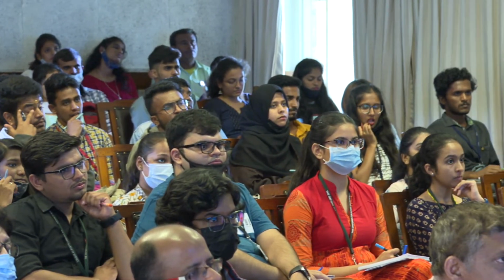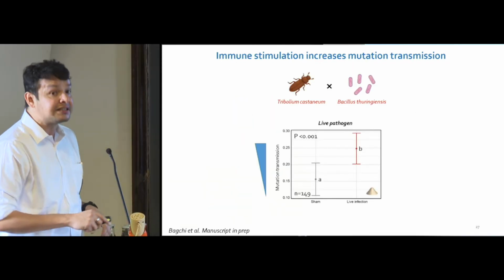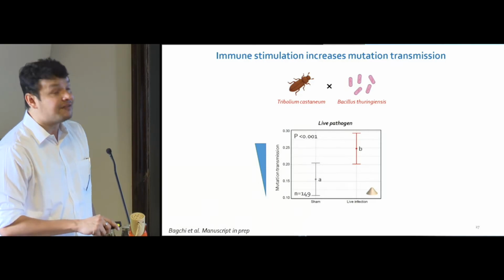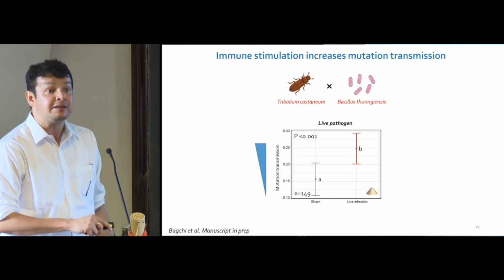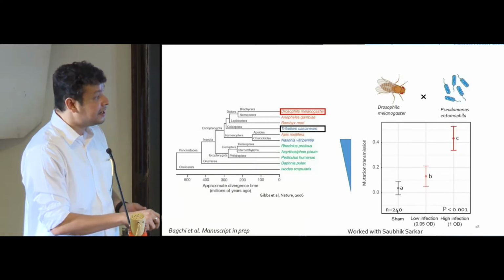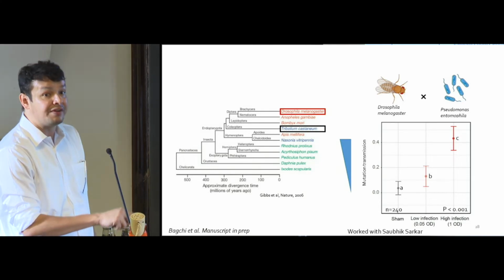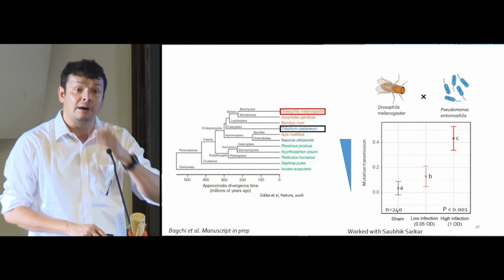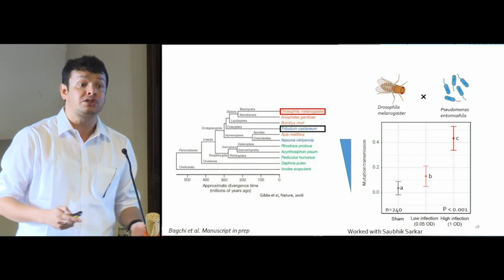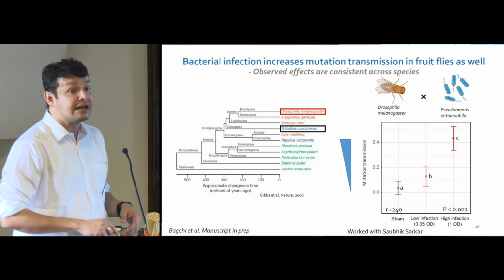And we found very strong support of this entire thing here. This is a beetle which has been infected with Bacillus thuringiensis, and if you look at the control populations versus the live infection population, you see a heavy increase in mutation transmission. And this activity we have been finding in other organisms also, like Drosophila. Here you see that, with respect to the sham-infected population, the low infection doses or high infection doses also have higher mutation transmission. So it becomes a concern, a novel cost of immune responses, which had not been figured out before. And it looks like these observed effects are consistent across species.